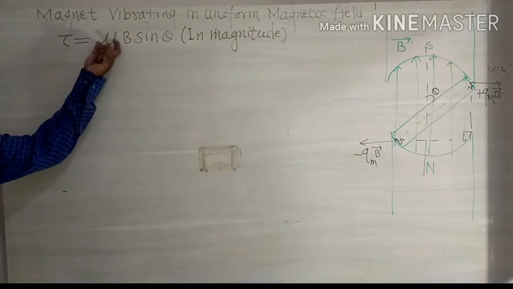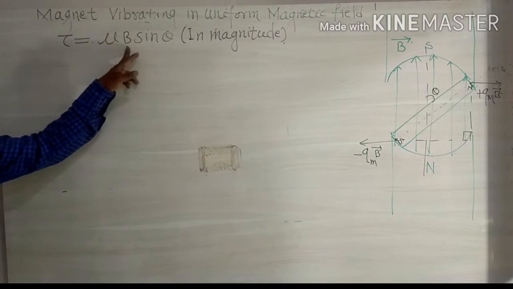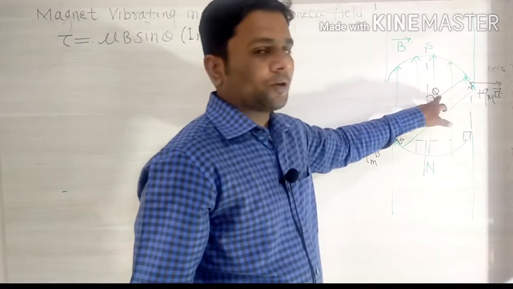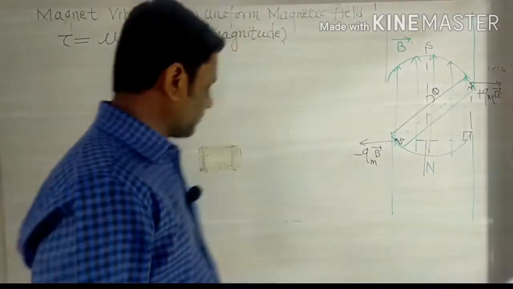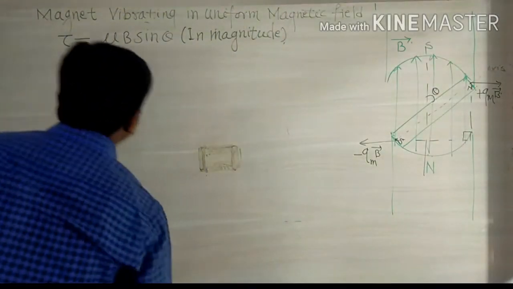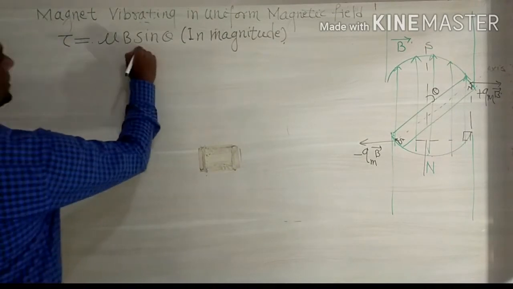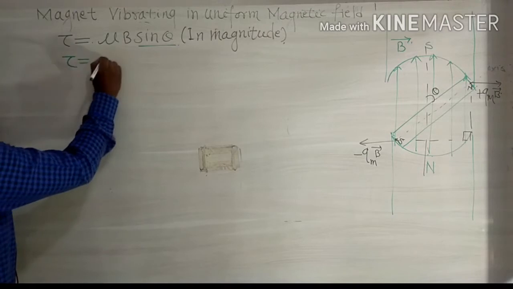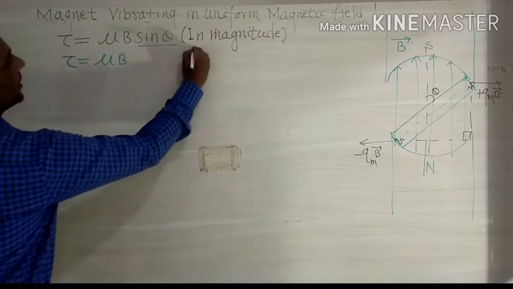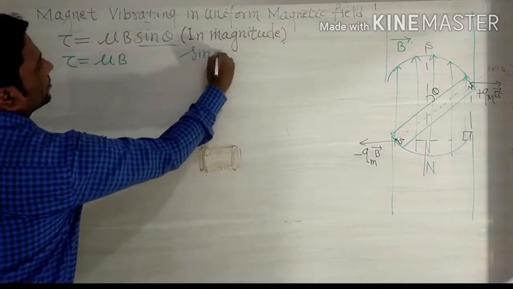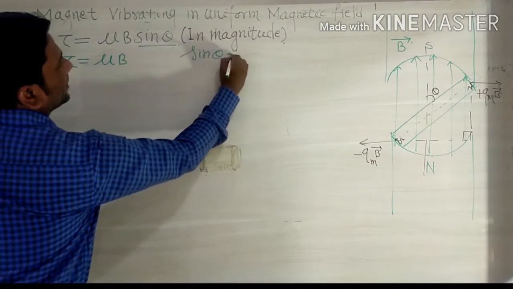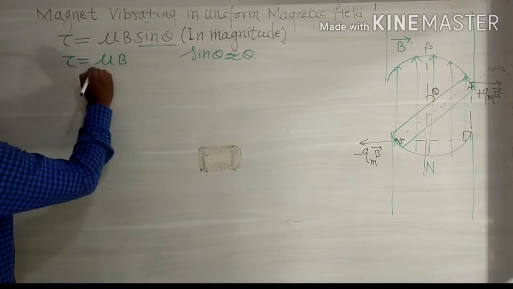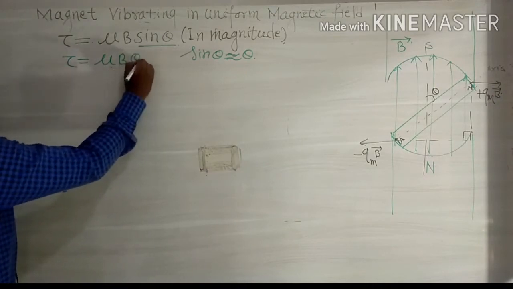Here mu is called the magnetic dipole moment and B is the uniform magnetic field. But that theta is very small, so sin theta is nearly equal to theta. So torque is equal to mu B theta.